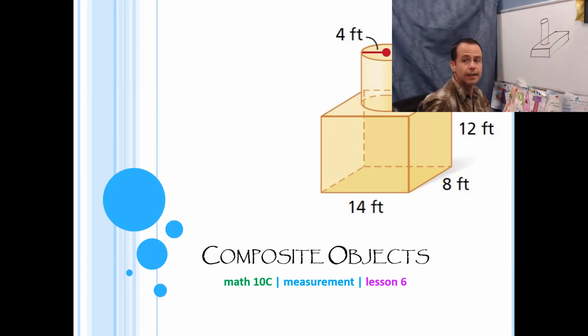Okay, so the nice thing about a composite object is the volume, you just find the volume of this guy and you find the volume of this guy, okay? And then you just add them together. So volume of composite objects really isn't all that complicated. You just have to find the volume of the separate ones and add them together.